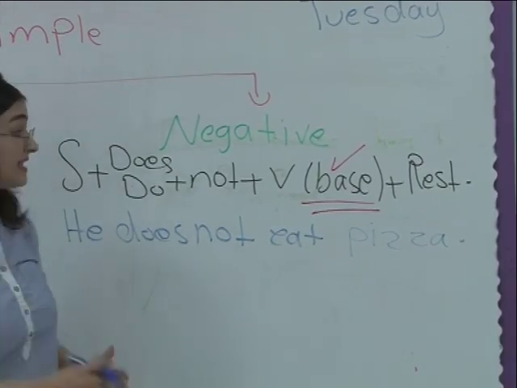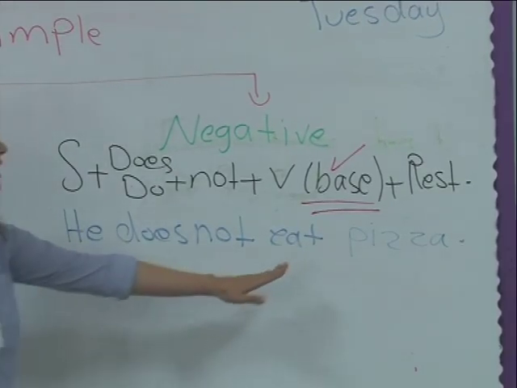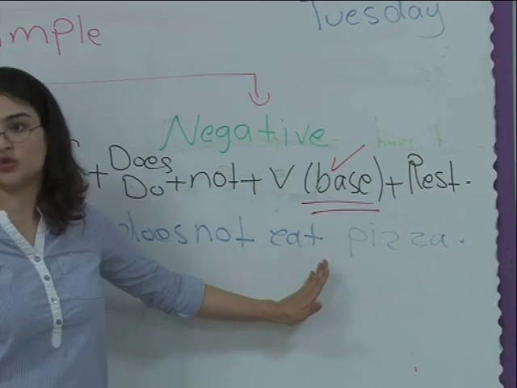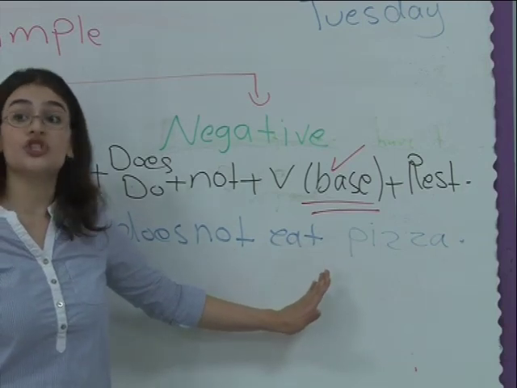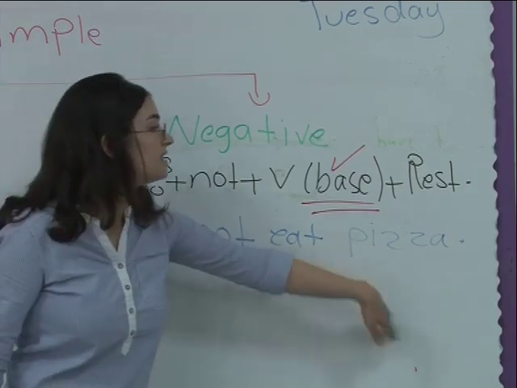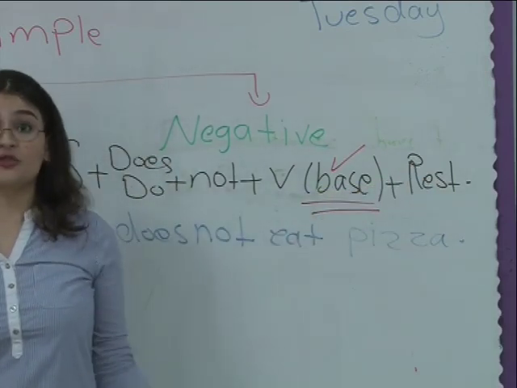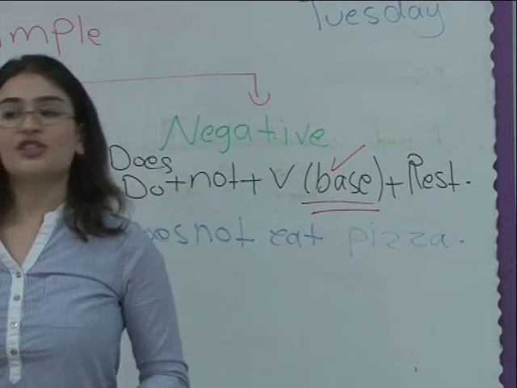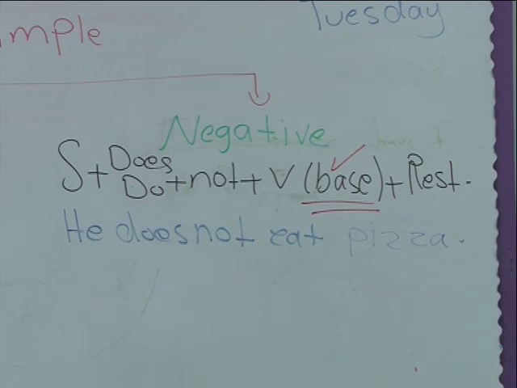The verb should be base. See, we have he and we haven't attached s or es to the eat, to the verb, because it should be base. And then we have pizza, which is the rest of the sentence. Right? Perfect. So, right now I want you to give me sentences.